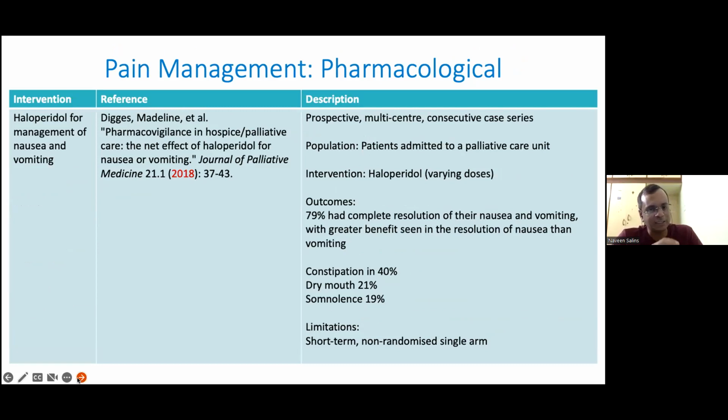There was another study on haloperidol published in 2018 for management of nausea and vomiting. It was published in a good journal, the Journal of Palliative Medicine. It's a quartile 1 journal. And it was a prospective multi-center study like the previous studies. It was conducted at many centers, in patients admitted to a palliative care unit. Each unit had used different doses, but the drug was the same. The dosages were different across the centers.